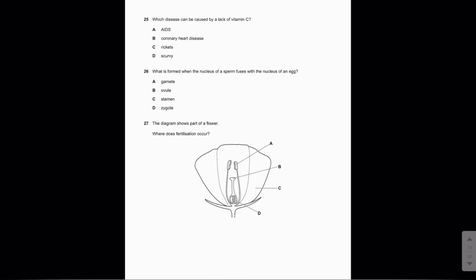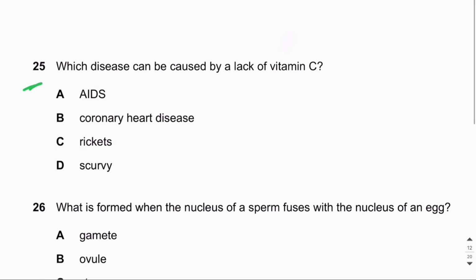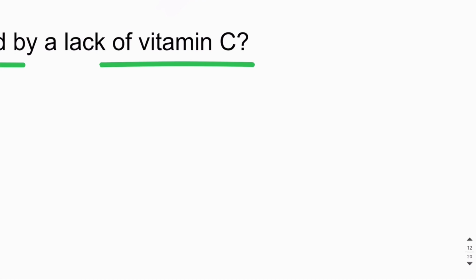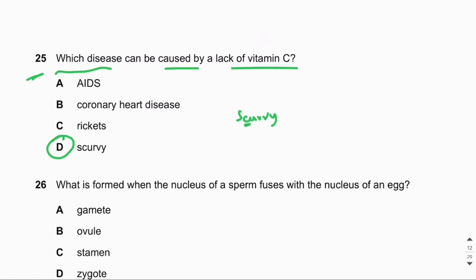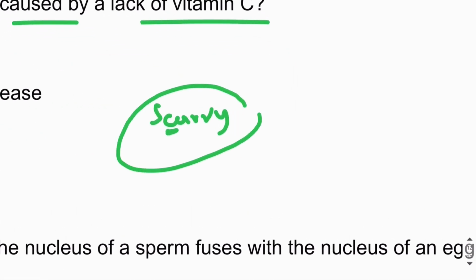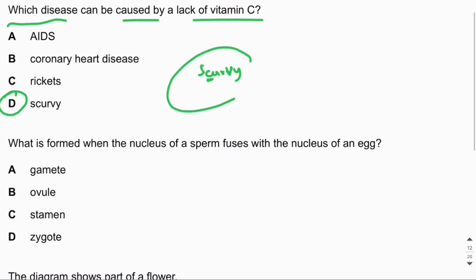Alright, let's move on to MCQ number 25. Which disease can be caused by lack of vitamin C? So, guys, always remember this point, that there is C in scurvy, right? So, scurvy, vitamin C. So, scurvy is caused by vitamin C. So, vitamin C deficiency results in scurvy, which involves bleeding gums, right? So, the symptoms of scurvy include gum bleeding.